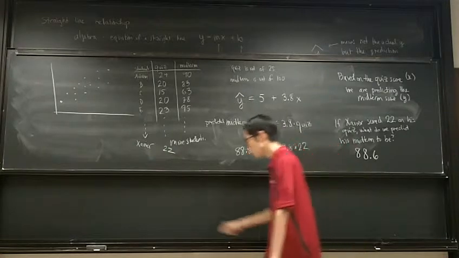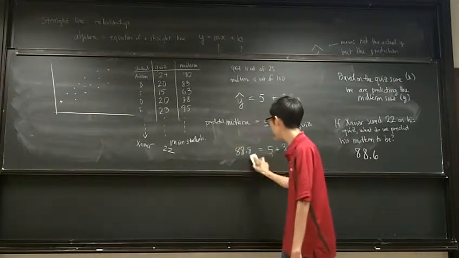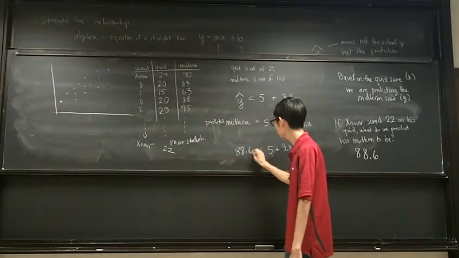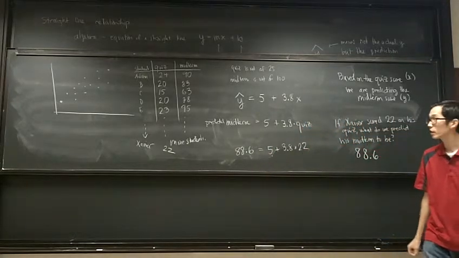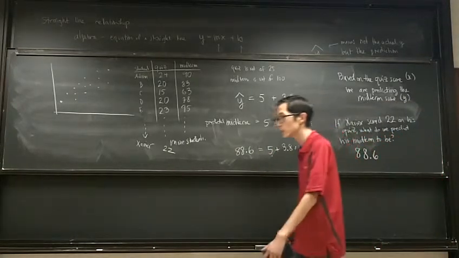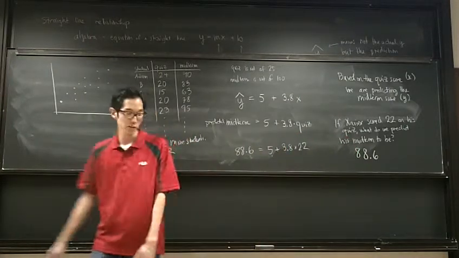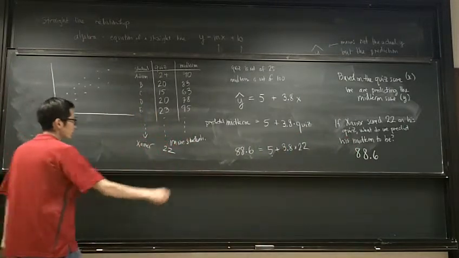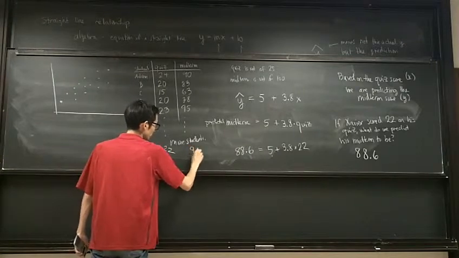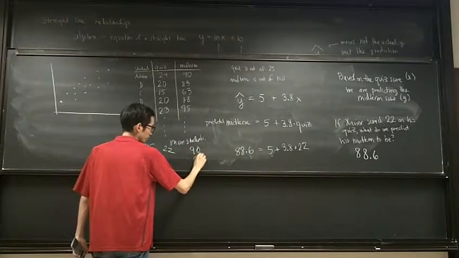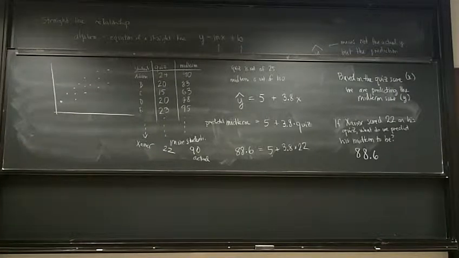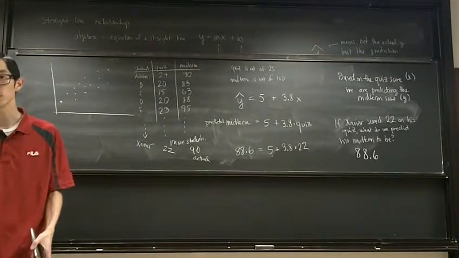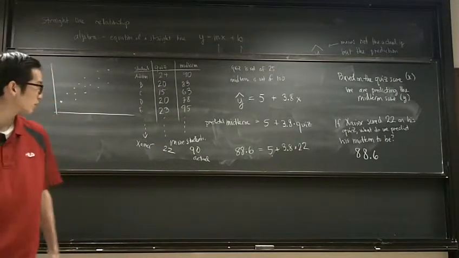Okay? Is 88.6 his actual midterm score? No. What is it? It's our prediction for what his midterm score is. Okay? Let's say he scored a 90. Let's say his actual score was 90. So this is our actual score. Did he do better or worse than what we predicted? He did better than what we predicted.